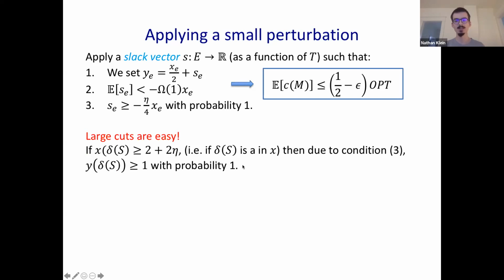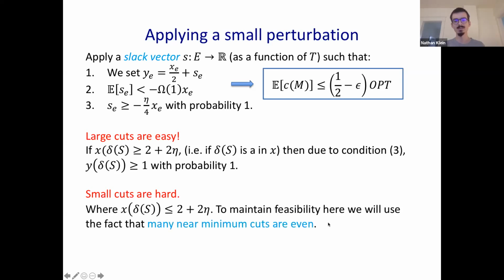So if you take any cut that's larger, then due to condition 3, even if you set every slack in that cut to be minimal, this constraint would still be satisfied. So we never have to worry about large cuts now. So for the rest of the talk, we'll only be concerned with the small cuts, which I'll call the near minimum cuts. And I say near minimum because our LP ensures every cut is at least 2. So basically, we're looking at constraints that are very, very close to being tight. And eta here will be a very small constant. You may wish to think of it as being even 0.